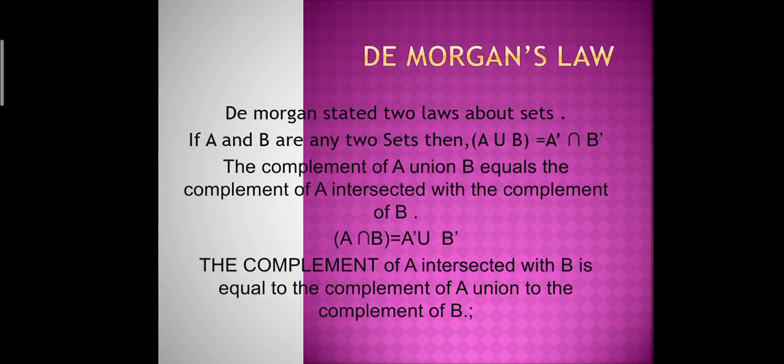De Morgan's law. De Morgan's law states two laws about sets. If A and B are any two sets, then the complement of A union B equals the complement of A intersected with the complement of B. The complement of A intersection B equals the complement of A union the complement of B.